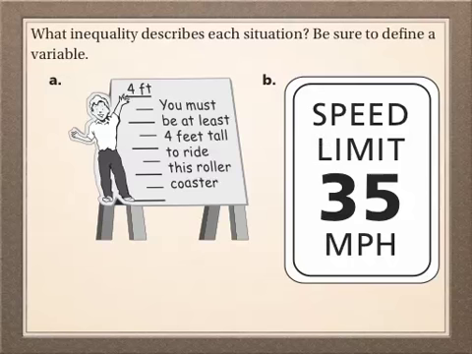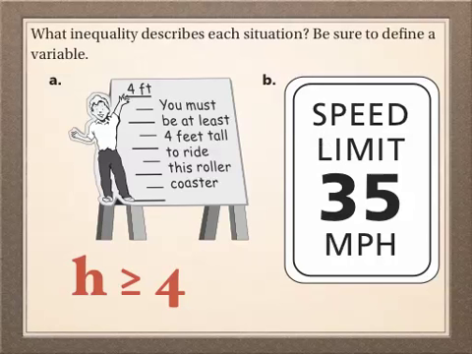You're not tall enough. So in this case, I'm going to write an inequality: h for height has to be greater than or equal to 4. And in this case, I forgot to put my units, but it is 4 feet. B says speed limit 35 miles per hour.